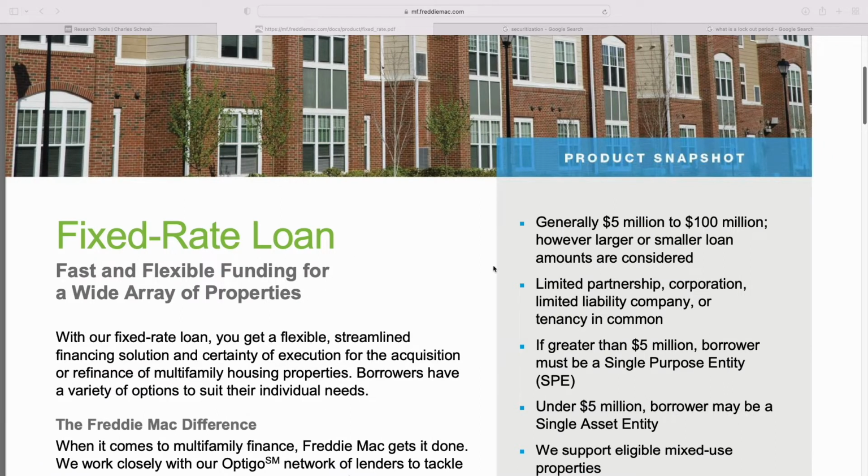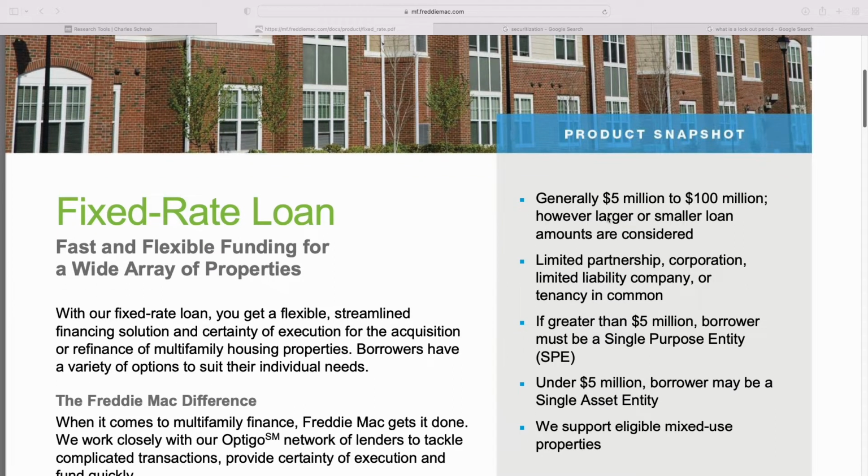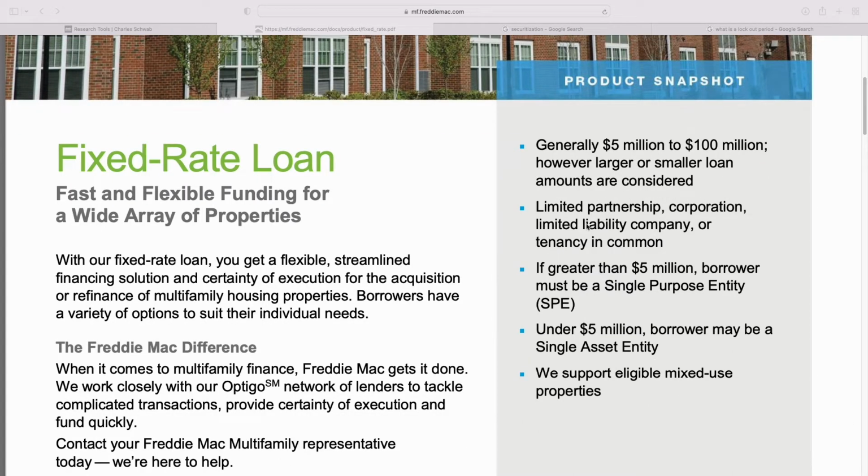As you can see right here, the product snapshot. This is the Freddie Mac fixed rate loan. This product snapshot basically says that this loan can generally be used for projects anywhere from $5 million to $100 million. However, larger and smaller deals are considered on a deal by deal basis.